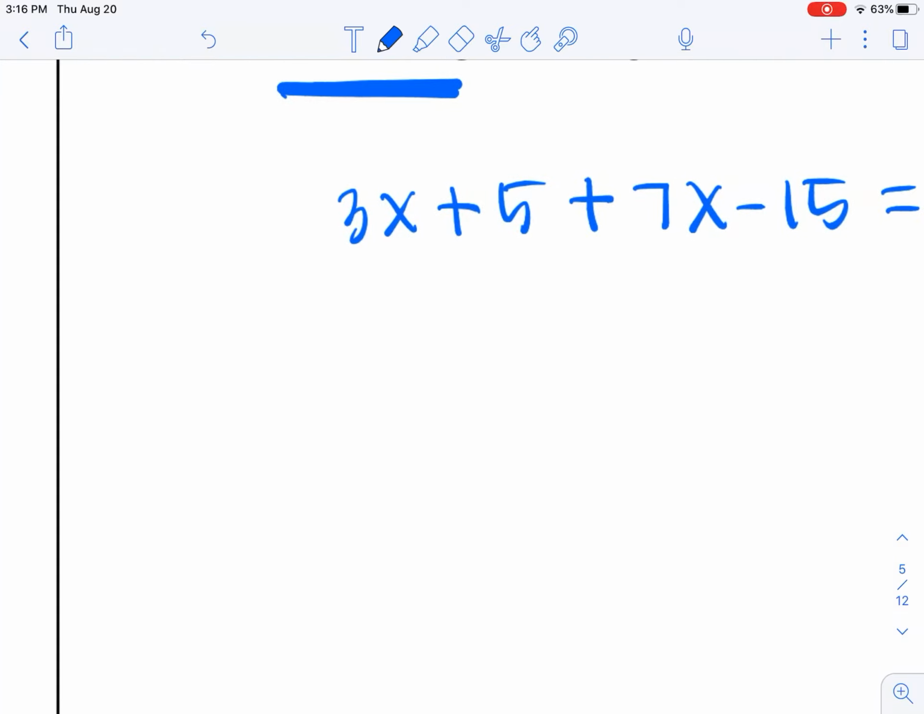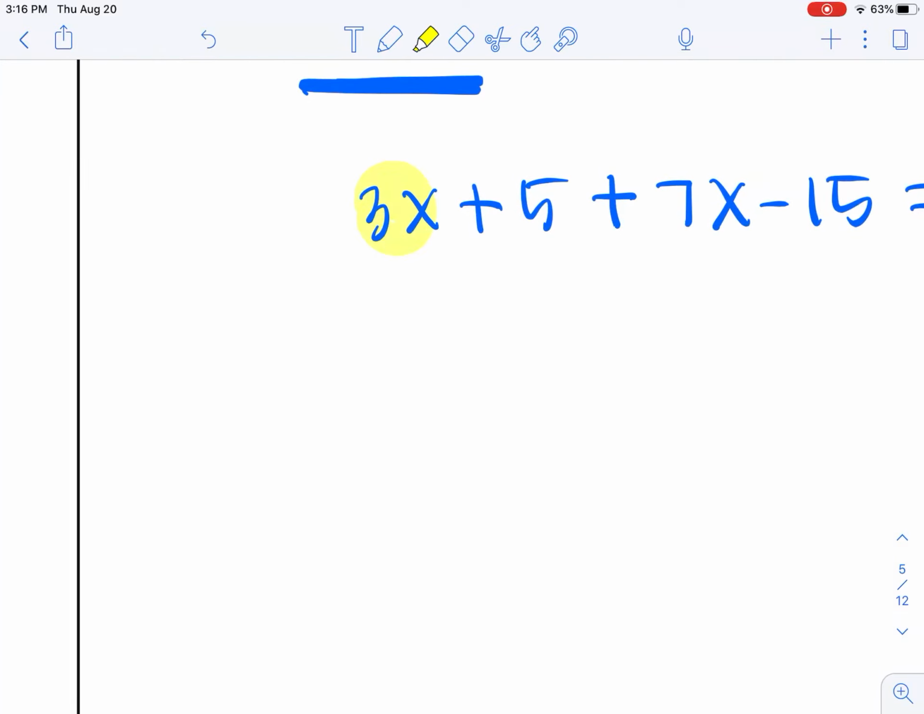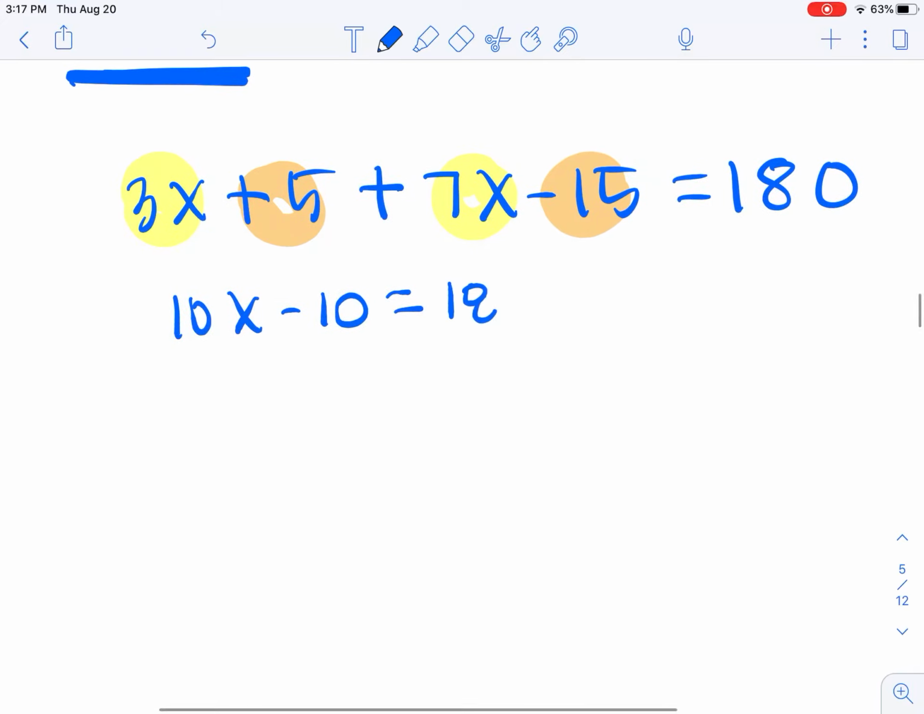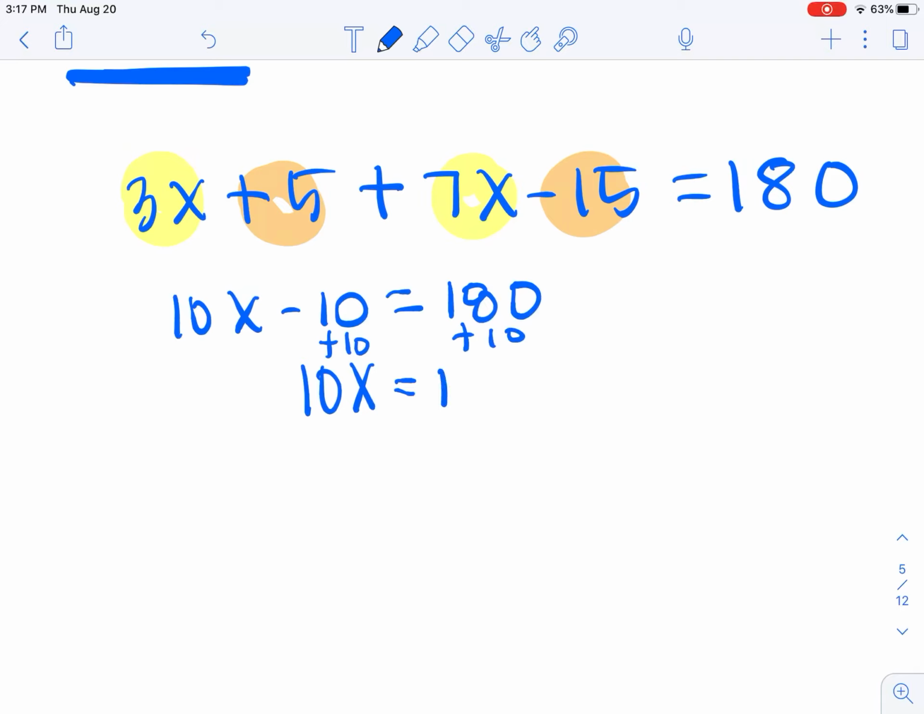All right, on the left side I have like terms. I'm going to combine these like terms, and then I have another set of like terms. I'm going to combine these like terms. So I have 10x minus 10 is equal to 180. Now I need to get x by itself. So I'm going to add 10 to both sides. 10x equals 190, and then finally divide by 10. So I get x equals 19.